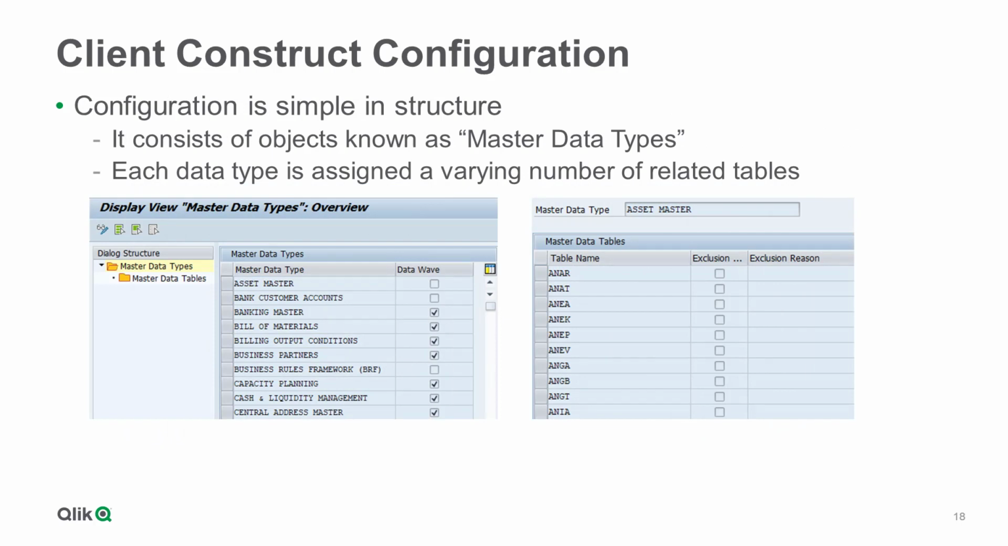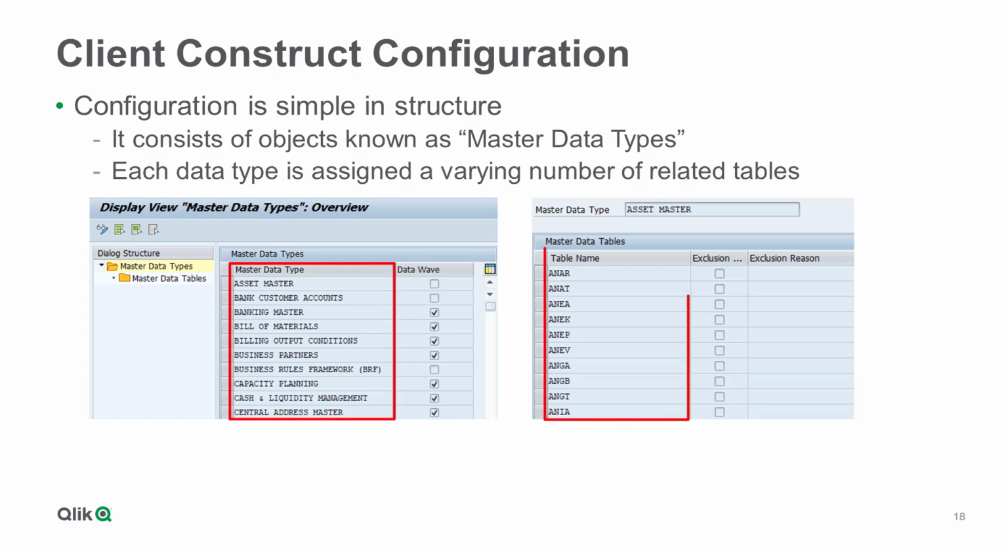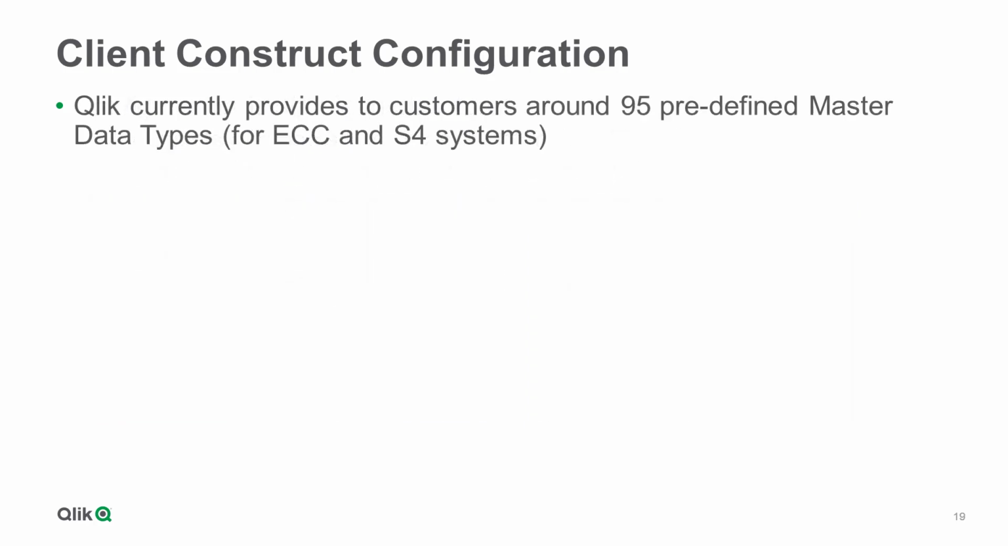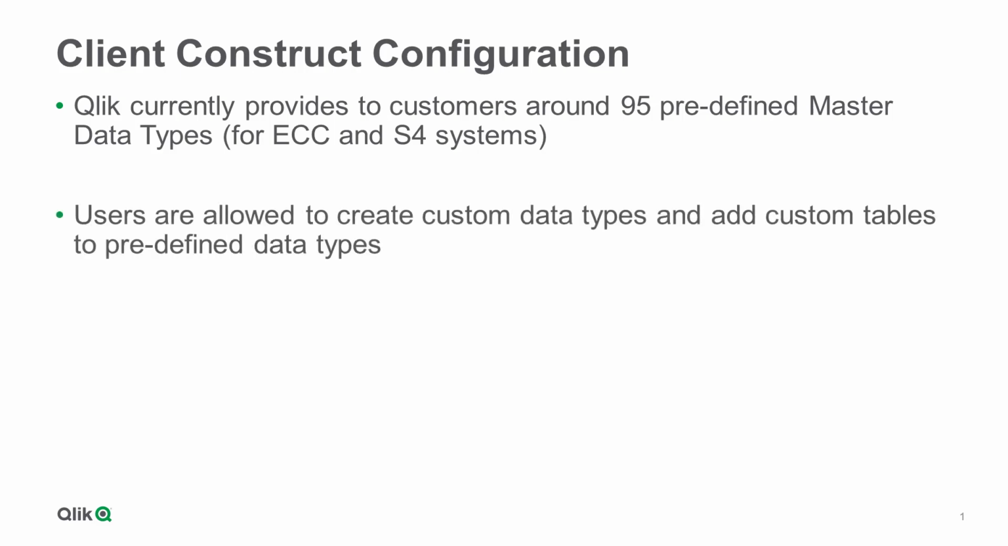This configuration set is quite simple in structure. It consists of a set of objects known as master data types, and each data type is assigned a various number of related tables. Qlik currently provides to customers around 95 predefined master data types for ECC and S4 systems. Of course, users are allowed to create custom data types as well as add custom tables to predefined data types.